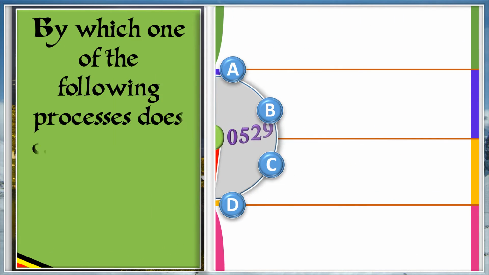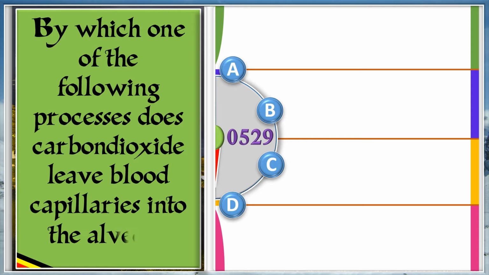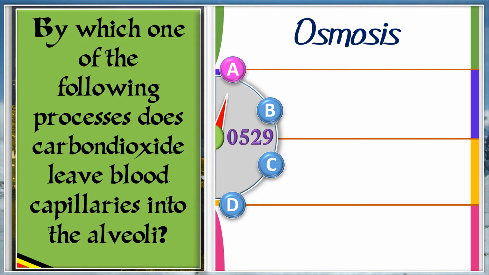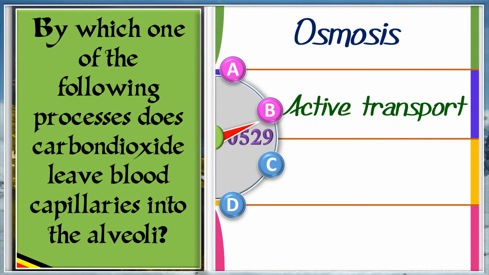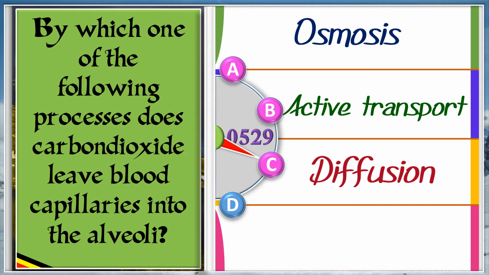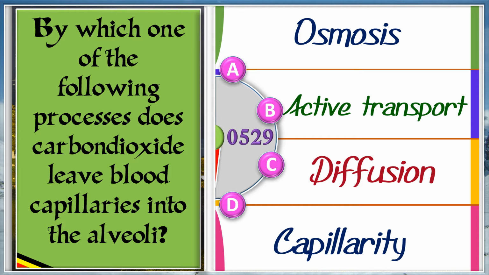By which one of the following processes does carbon dioxide leave blood capillaries into the alveoli? A. Osmosis. B. Active transport. C. Diffusion. D. Capillarity. And the answer is C. Diffusion.